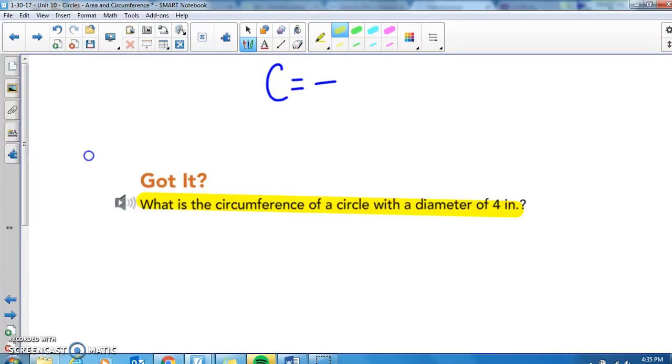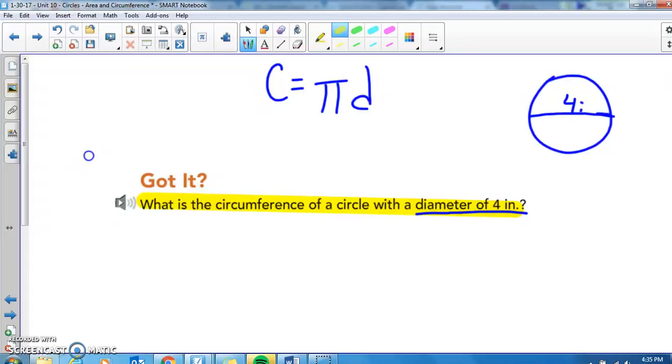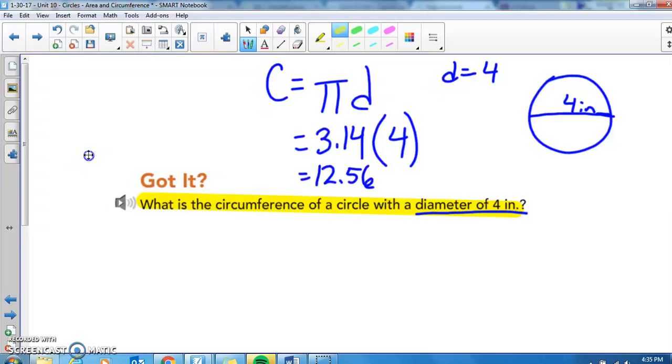Since we have the information given, if you want to draw a circle, you can. We know the diameter of the circle is 4 inches, so we're dealing with a circle that has a diameter of 4 inches. All we're going to do is substitute the information in. Pi is 3.14. Our diameter in this case is 4, so I substitute that in. Now we just multiply 3.14 times 4, and you get 12.56. Since this is in inches, we say 12.56 inches.